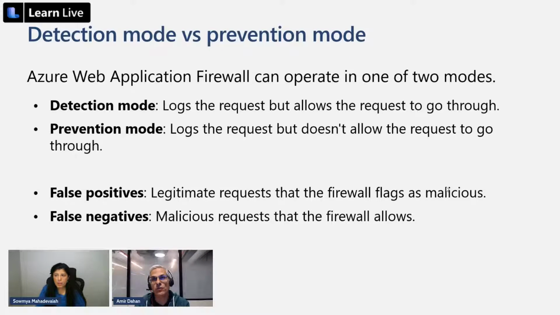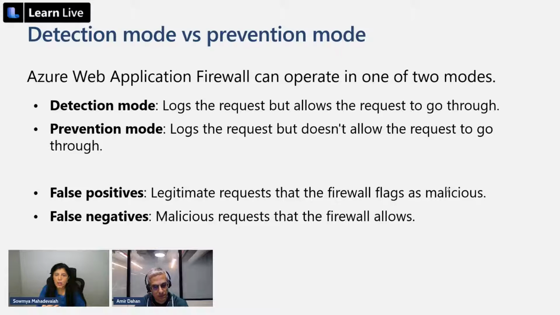So my question. I understand prevention mode, right? Because if you want to mitigate an attack, this is the mode you should use. But why should a customer use detection mode if it doesn't mitigate the attack? That's a very good question, Amir. So actually, what the WAF team recommends is that you should have a staging environment or a test environment where you turn on the WAF first in detection mode. Here, the WAF is not blocking your request. It just logs the request.